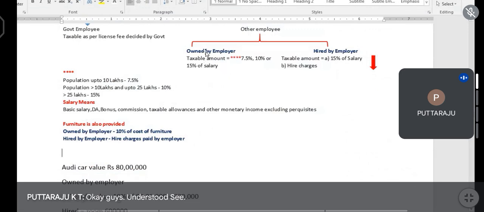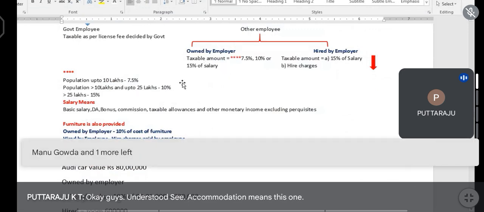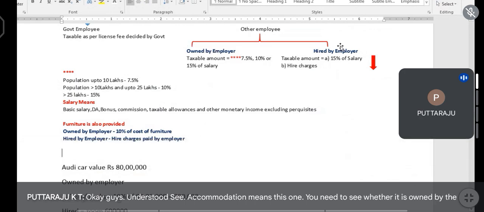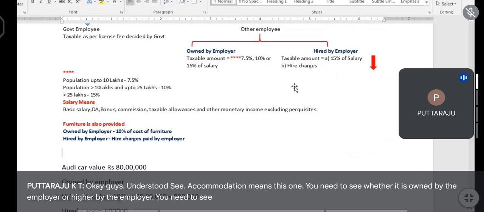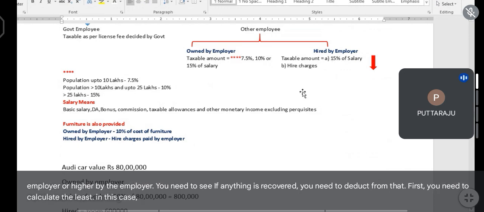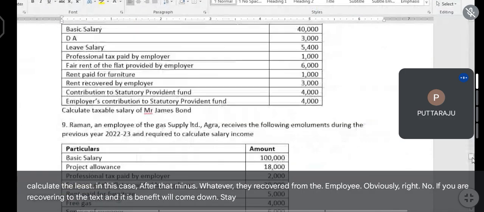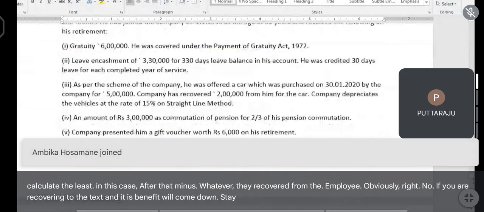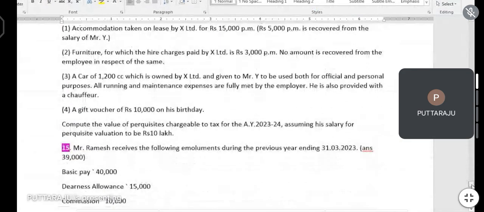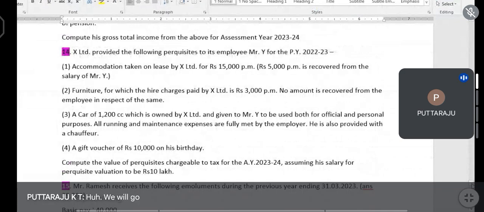See, accommodation means this one. You need to see whether it is owned by the employer or hired by the employer. If anything is recovered, you need to deduct that. First, you need to calculate the least in this case. After that, minus whatever they recovered from the employee. Obviously, if you are recovering to that extent, this benefit will come down. We will go one by one.